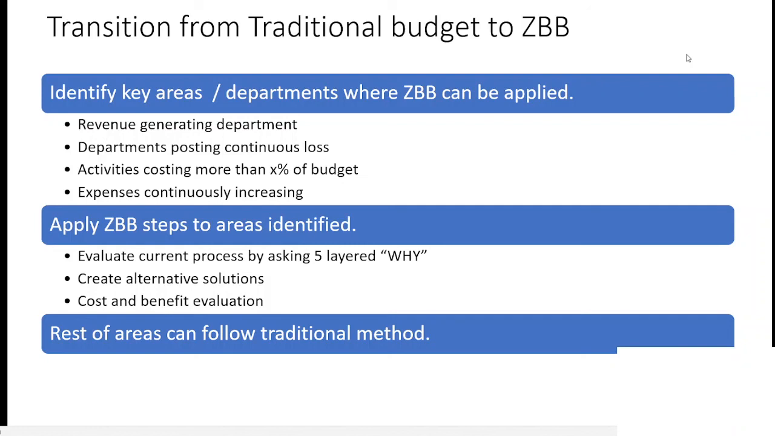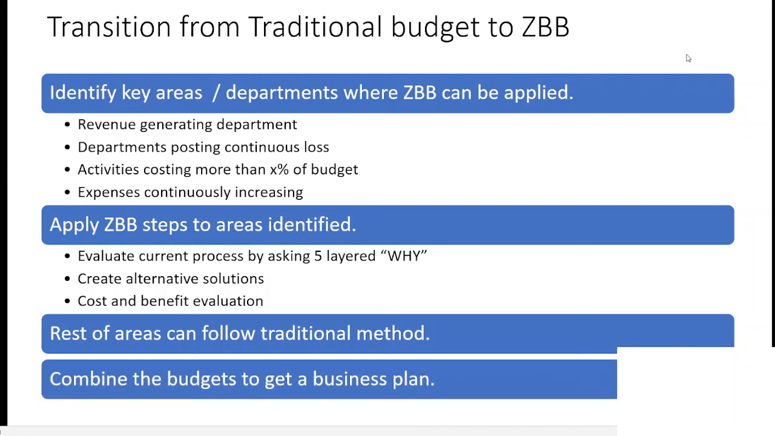So this requires a lot of scenario planning. It requires a lot of evaluation and financial modeling to create the alternative options for different decisions, and integrating them together with the overall budget. So that was the transition from traditional budget to the zero-based budget.